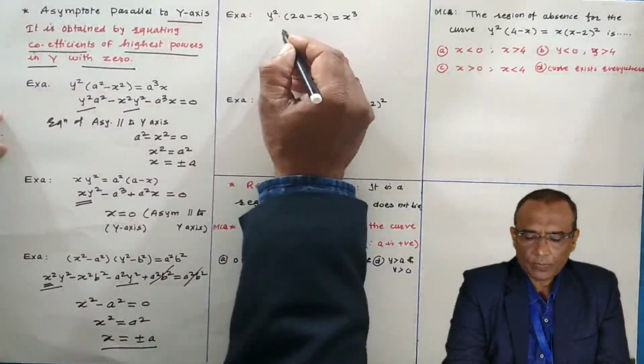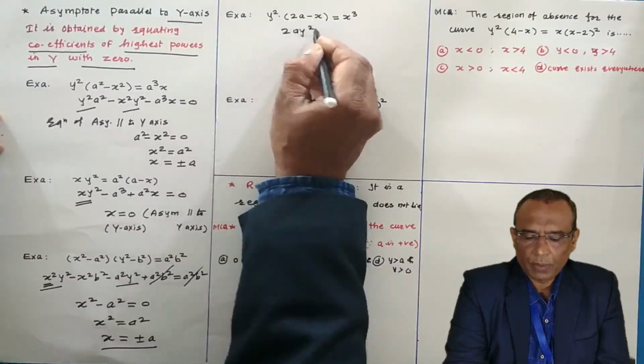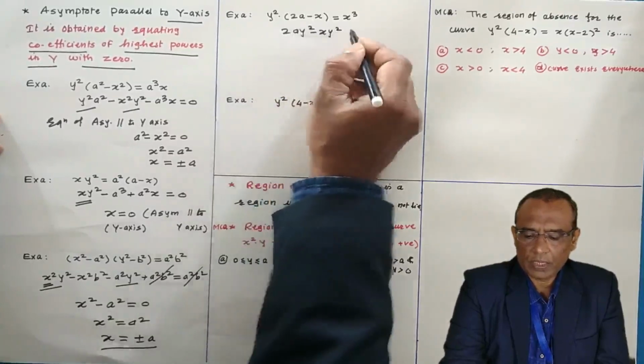Now here: 2ay square minus xy square minus x cube.